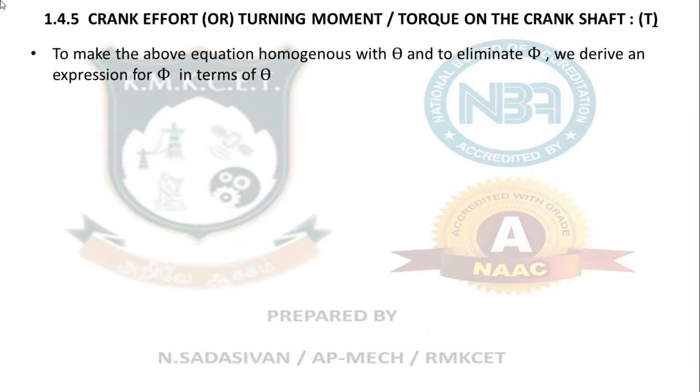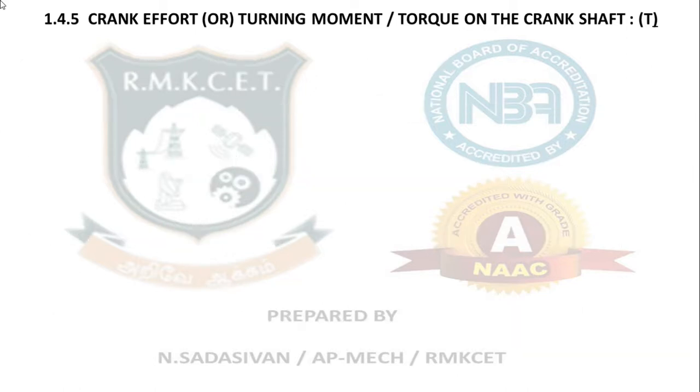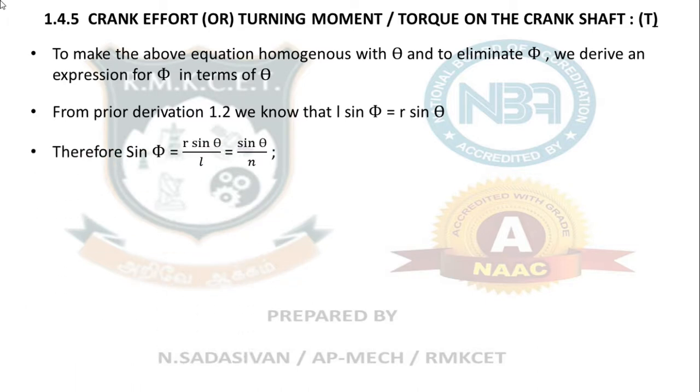So to make the above equation 1.15 homogeneous, I want to entirely make it in terms of theta, so that when finding out power or whatever, you will not always have both the values of theta and phi given in the question; only one will be given. So make this homogeneous in terms of theta. I am going to use this relationship, L sin phi equal to r sin theta, which we already used. Therefore sin phi equal to sin theta by n, put it in this place.